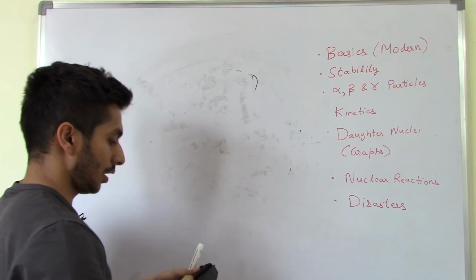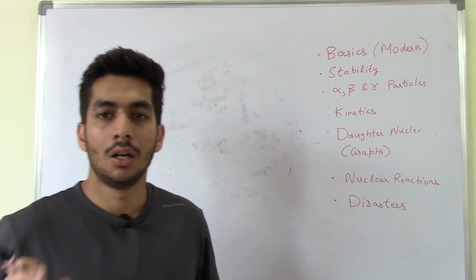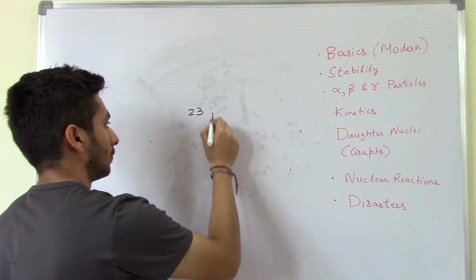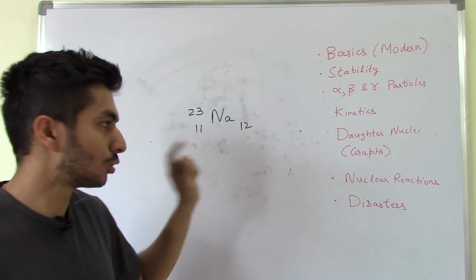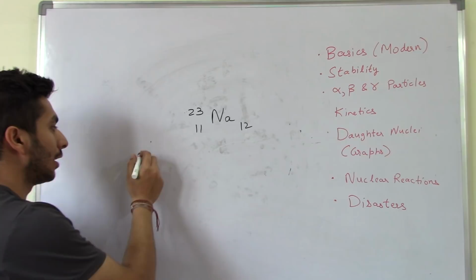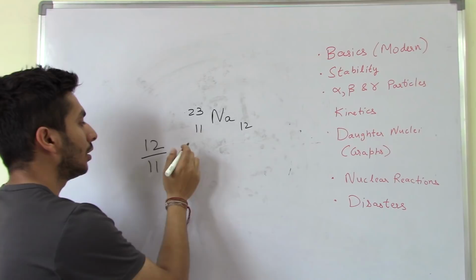Now let's take one nucleus. Let's take sodium nucleus. This is a stable nucleus. This is a sodium nucleus which is very stable. So you can see the number of neutrons is 12 and the number of protons is 11. So if I take the n by z value, it comes out to be 12 by 11, which is somewhere near 1, not exactly equal to 1, but somewhere near 1, and this is very stable.